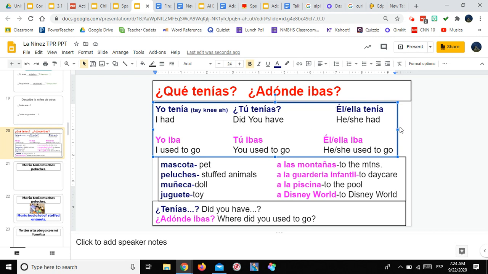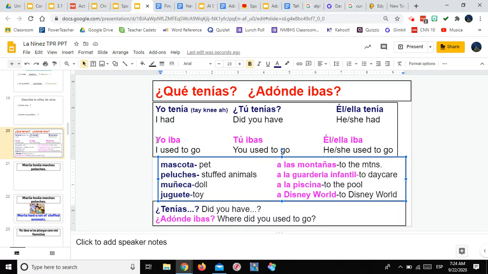And then ella tenía is he or she had. So that is the verb tener in the past tense. Okay, so this is the childhood past tense, things you used to have or you had. Again, that's yo tenía, tú tenías, ella tenía. And if you notice, él and ella are the same. So hopefully that helps you remember. But because they are the same, you have to use yo when you're talking about yourself, and you have to use él or ella when you're talking about he or she. And they go with this blue vocabulary here.